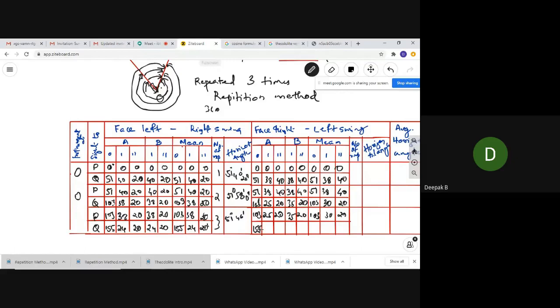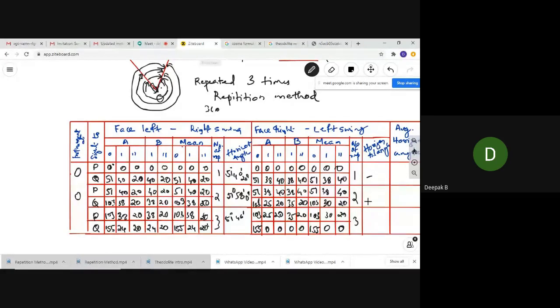And finally, we have the last reading, that is 155 degree, 0 minute, 0 seconds. In the B vernier also 0 degree, 0 seconds. So what will be the mean? Mean will be 155 degree, 0 minutes, 0 seconds. So this can also be filled again likewise from the previous configuration. This is first repetition, this is second repetition, this is third repetition.